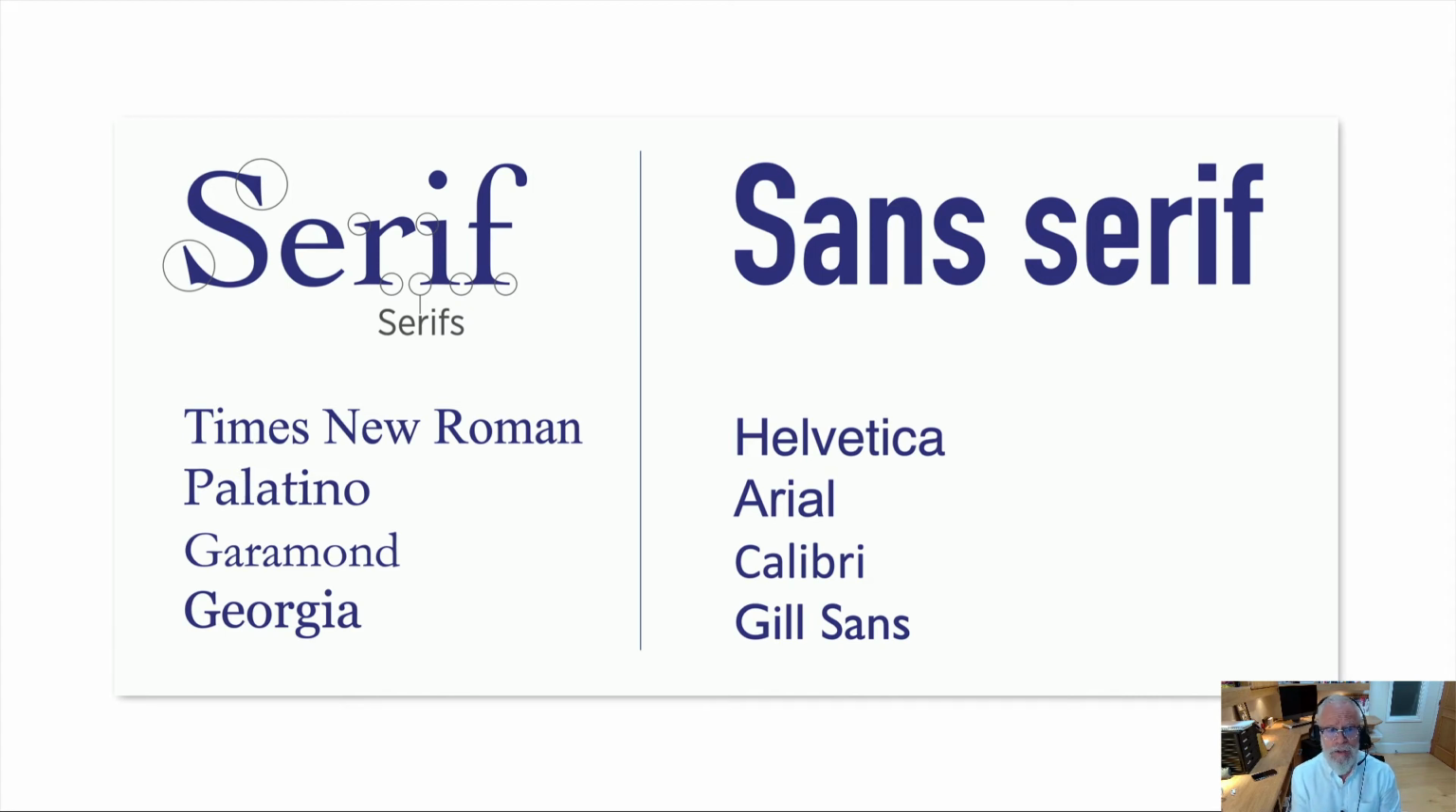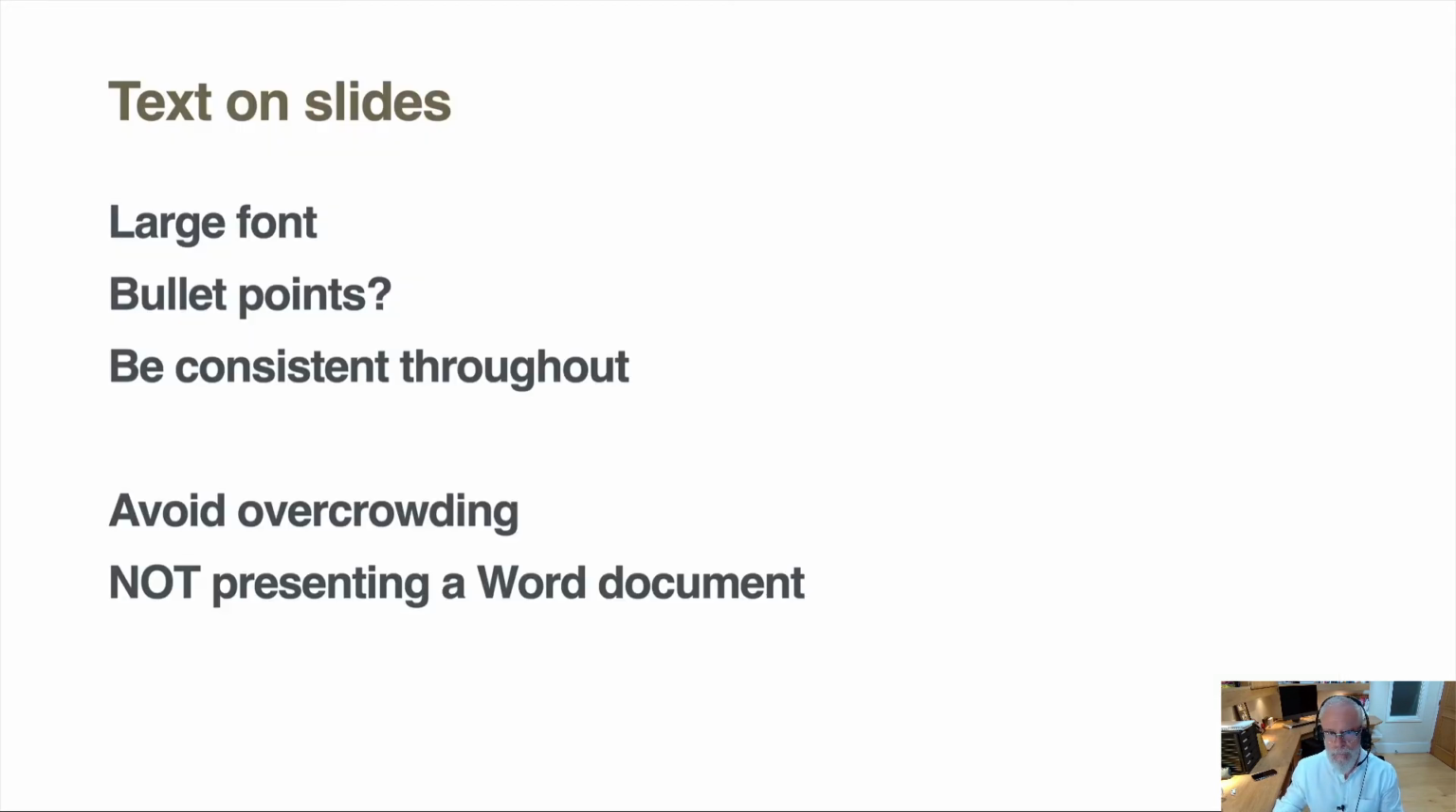Those with serifs are Times New Roman, which is obviously from the Times newspaper, which is what made it famous. Great at small print size. Palatino, again, it's used in novels and many other places. Again, small print size. Garamond, Georgia. Those are not your presentation fonts. The ones on the right are the presentation fonts. Those lacking serifs. Helvetica, Arial, Calibri, Gill Sans, something like that.